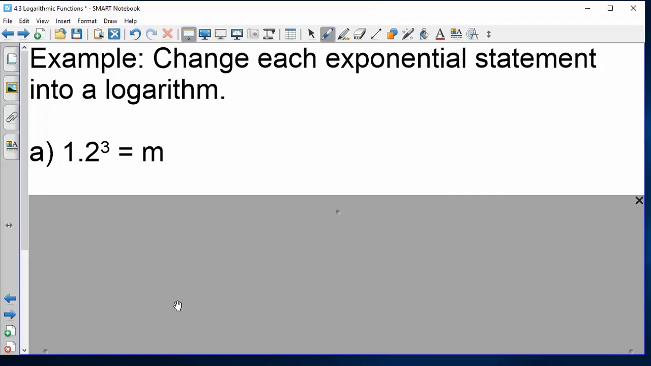So it would be log, what would my base be? Right, the base of the log is the same as the base of this. Then you go across the equal sign. So log base 1.2 of m equals 3. Make sure your notation is good. The base should look like a subscript. I should be able to clearly tell that this is a small subscript 1.2, this is a regular sized m, so make sure you're using proper notation there.